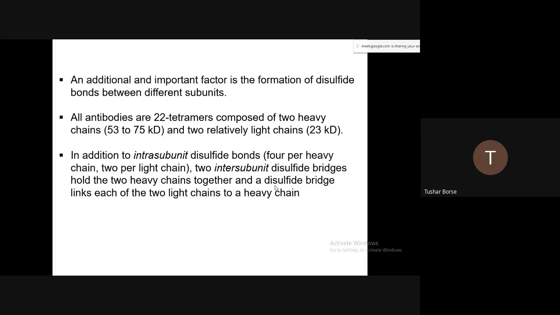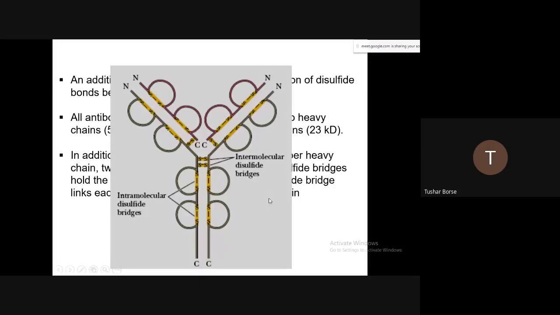so that you get the typical structure of the immunoglobulin, which can have its structure. Okay, so you have the light chain, heavy chain. So you can see that within the light chain and heavy chain you have the disulfide bonds, and also you have the disulfide bond between these two subunits, right? So I think this example will help you to understand about the disulfide bond.